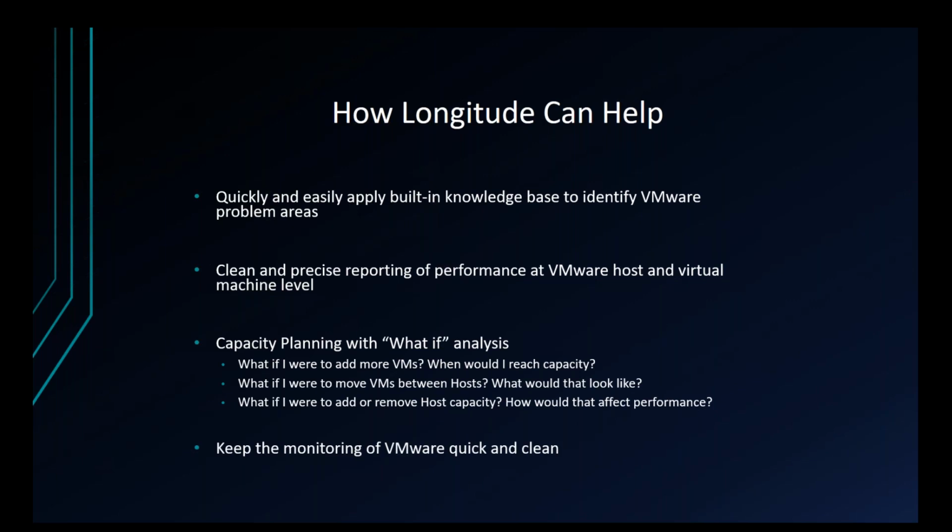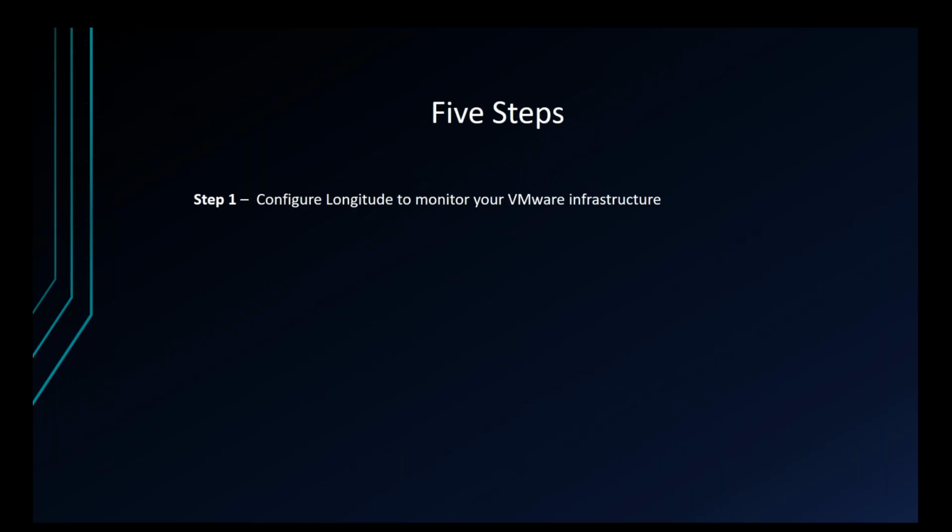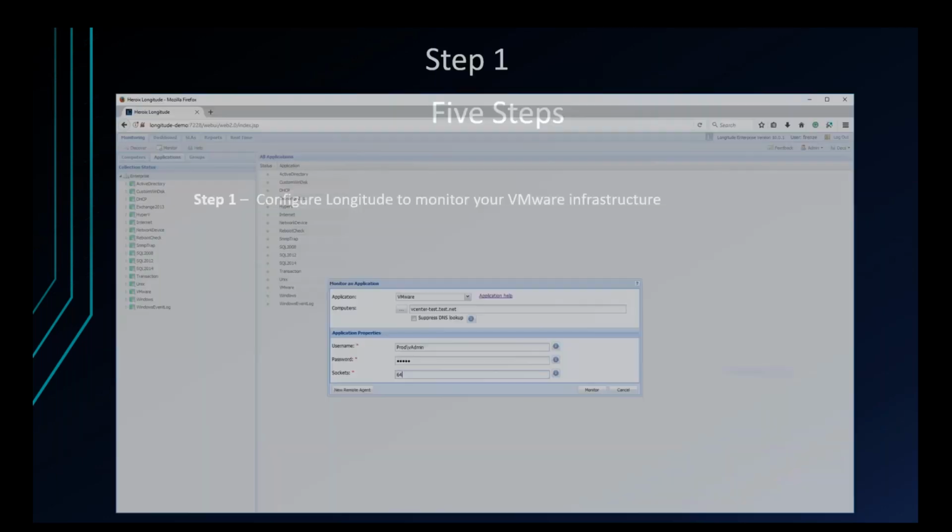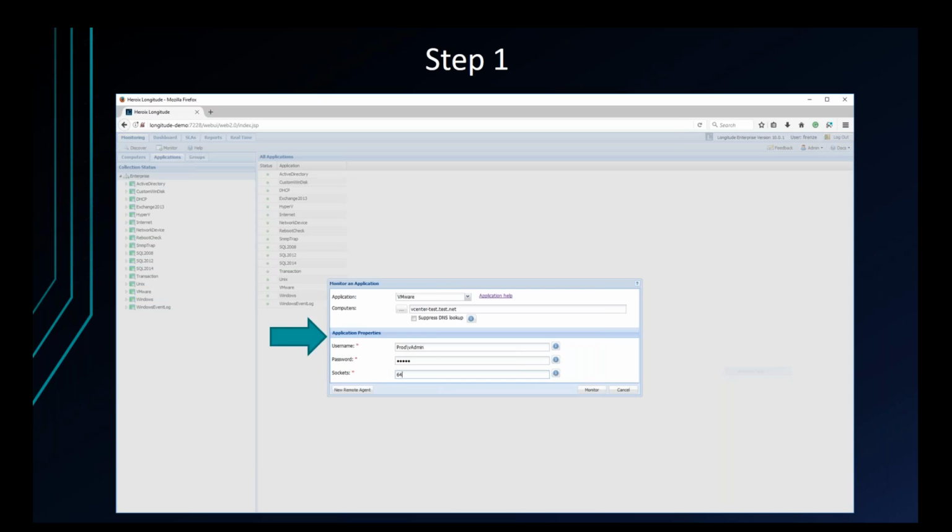Lastly, Longitude helps by keeping the resources required to administer and monitor your VMware infrastructure to a minimum. It's really just a few easy steps. So we're going to quickly go through the steps, and then I'm going to show you with a live instance of Longitude. So step one is you're going to configure Longitude to monitor your VMware infrastructure. And it's as simple as a point and click. You're going to tell Longitude where your vCenter console is, and you're going to give it credentials, and then Longitude will take it from there.